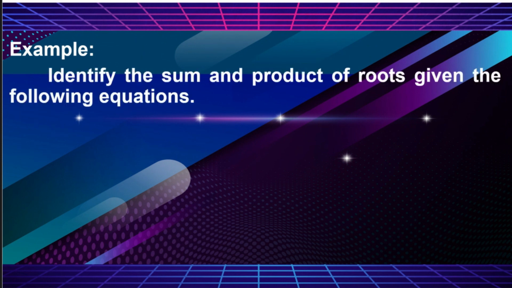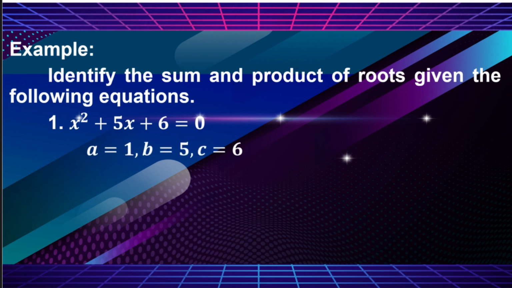For example, identify the sum and product of roots given the following equations. Number 1, x squared plus 5x plus 6 is equal to 0. Of course, our first step is to identify the values of a, b, and c. The value of a is located beside the quadratic term, and the value of a is invisible, that is 1. The value of b is the numerical coefficient of the linear term, 5. And the value of c is the constant term, 6.